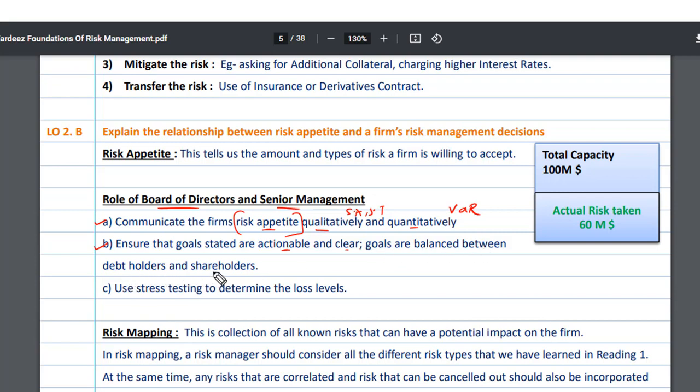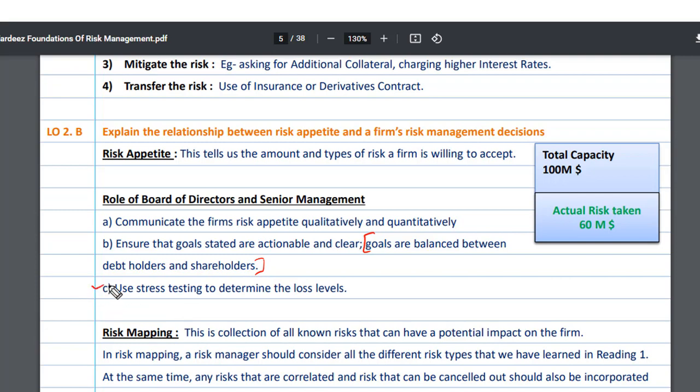Now this is something that needs to be noted: shareholders want the board or the company to take on more risk because they can enjoy more profits, right? And debt holders just care about the interest and the principal payments, nothing more than that. So debt holders want the company to take on less risk, so that they have consistency and stability rather than more risk. Their perspective and the shareholders' perspective do not match, and this is where the goals set up by the board have to be a balance between the debt holders and the shareholders.